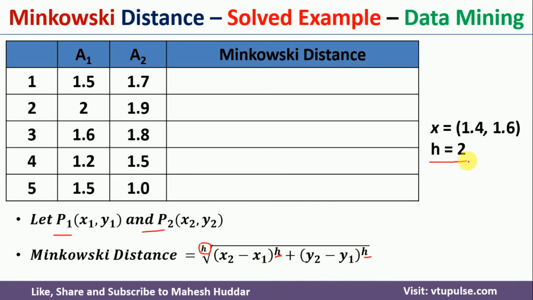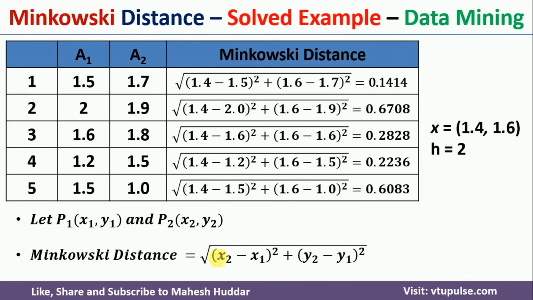So in this case, I have considered h equal to 2. If anything other than 2 is present, you need to get a different formula. If I take h equal to 2, the formula looks something like this, which is exactly similar to our Euclidean distance. So the distance over here is so and so.